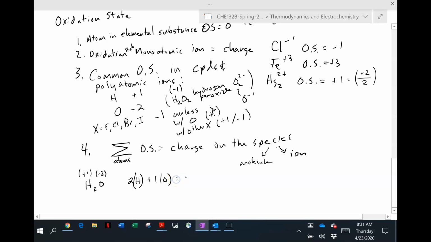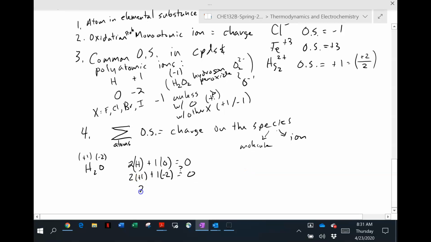And that should be equal to the charge overall, which is 0, right? The overall charge on this is 0. So if I have 2 times plus 1 for hydrogen plus 1 times minus 2 for oxygen, is that equal to 0? Absolutely. This is 2 minus 2 is equal to 0, so it checks out.